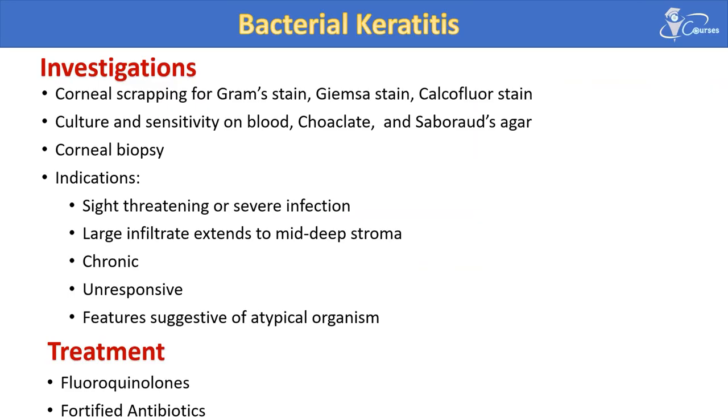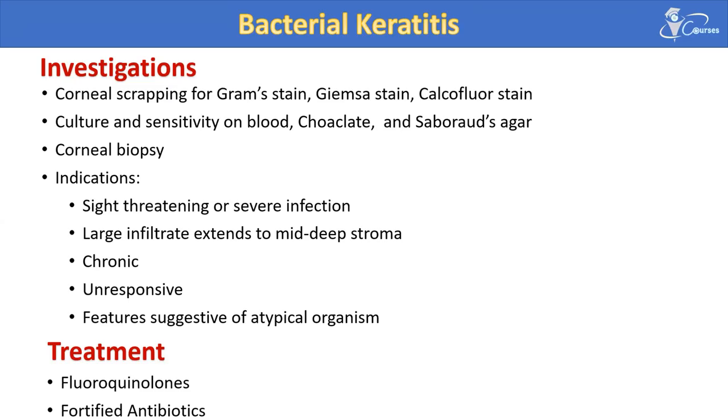So how would we investigate these patients? As we mentioned, we do corneal scraping for Gram stain, Giemsa stain, and calcofluor stain for fungi to exclude fungus. This will be the routine for any case of infectious keratitis. We do the Gram stain, Giemsa stain, and calcofluor to exclude bacterial and fungal infection. Culture and sensitivity on blood agar, chocolate agar, and Sabouraud agar. Again, this is the routine for bacterial and fungal infection to determine which one is the cause.